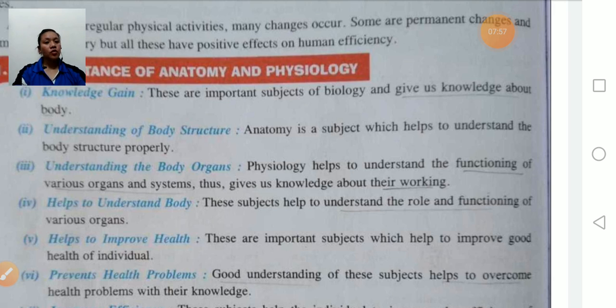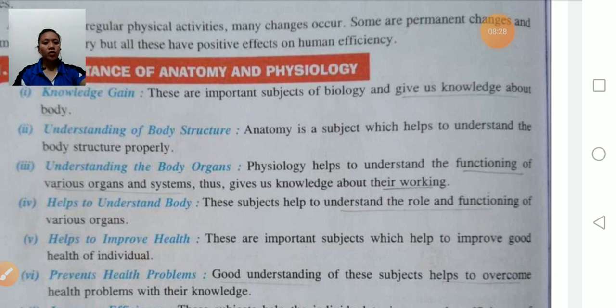So the knowledge of anatomy and physiology gives us knowledge about our body. We know about the human body. Understanding the structures: anatomy helps us understand the structures of the body, how our body is made. It helps to provide knowledge about the structure of our body properly.